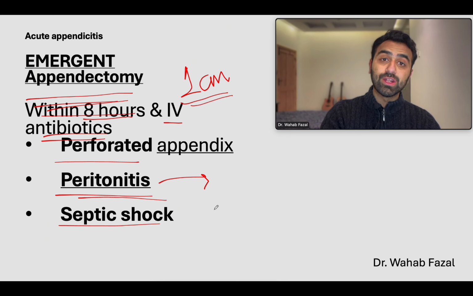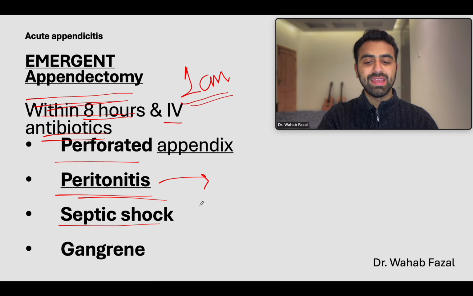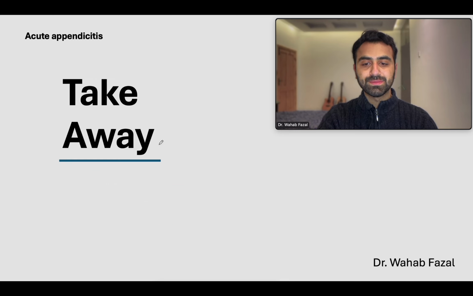If the patient is going into septic shock, you want to operate emergently. And if there's evidence that this appendix is gangrenous, that there's necrosis happening, this might predispose us to septic shock and peritonitis. Therefore, you want to operate on this person immediately, within 8 hours and with IV antibiotics.